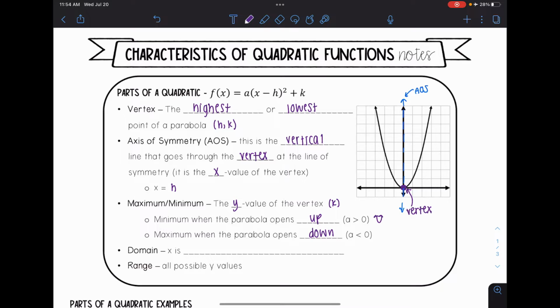So your graph would look like this. A maximum is when it opens down, so it'll look like this, and that's because it has a max value of wherever the parabola, the highest it can go.